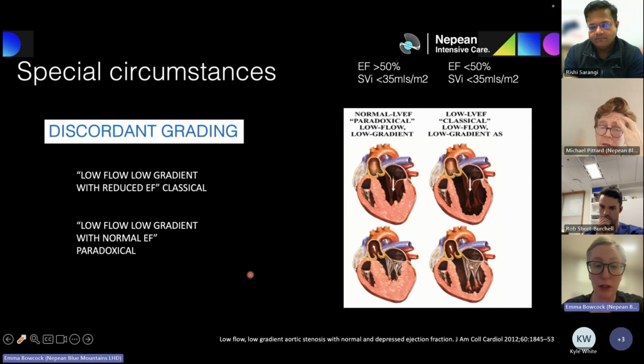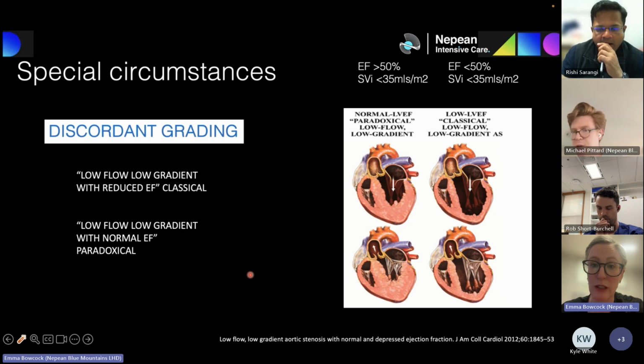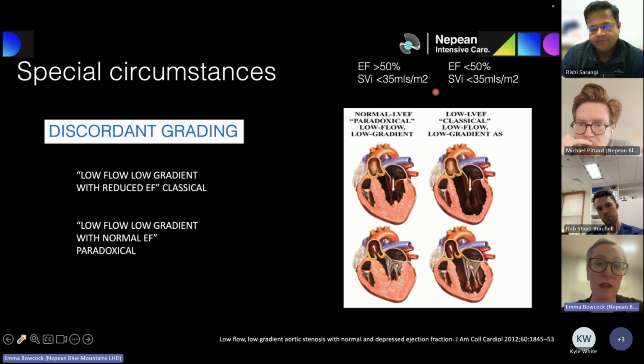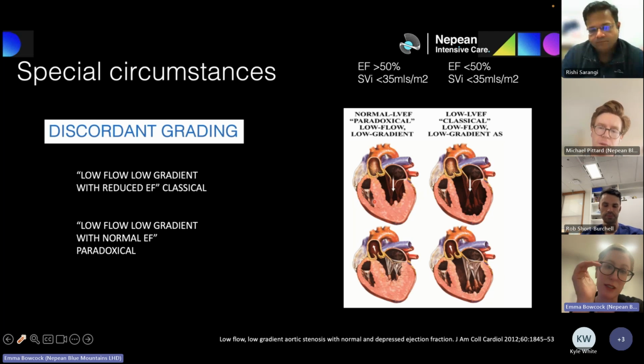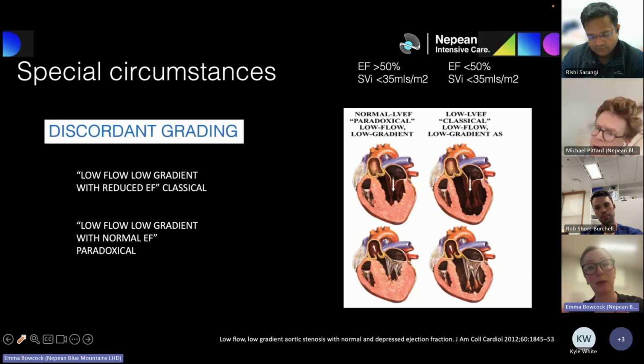The other group that you will see, and we see this a lot actually, I feel like we see this a lot in the ICU, is this paradoxical low flow, low gradient AS. What do I mean by that? I mean that's someone that has a low flow state but has a normal ejection fraction, and 50% is the cutoff used. So by all intents and purposes, their ejection fraction looks normal, but their stroke volume index is less than 35 mils per second. And this is it here. So it tends to be older females with small cavity sizes, like sigmoid septum. So despite their EF being okay, their stroke volume is down.